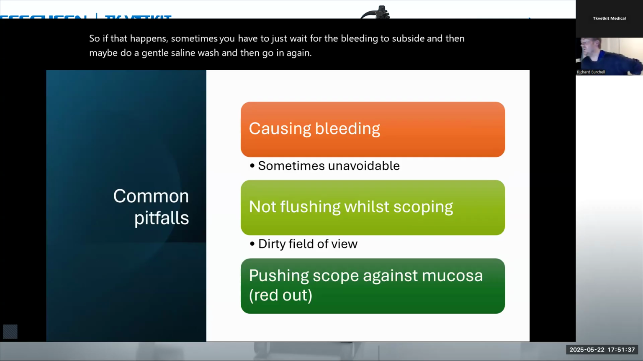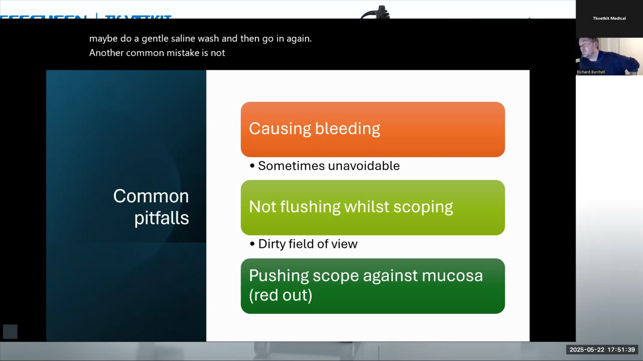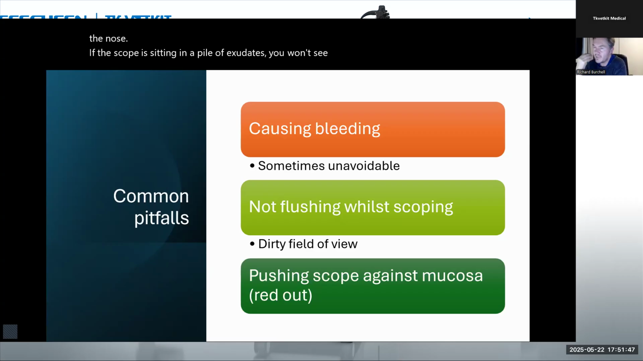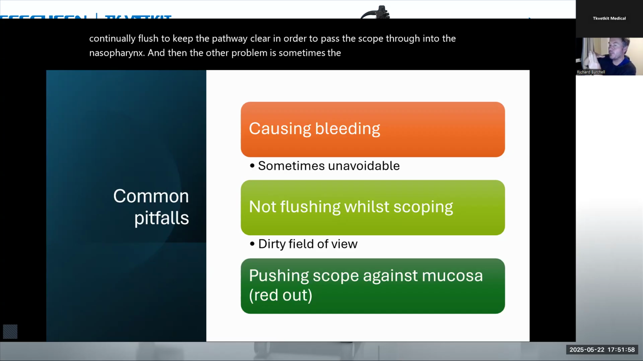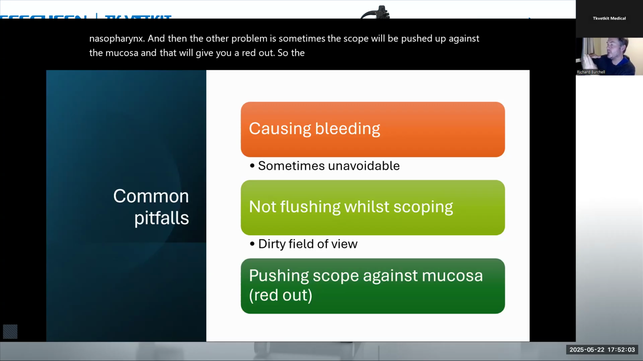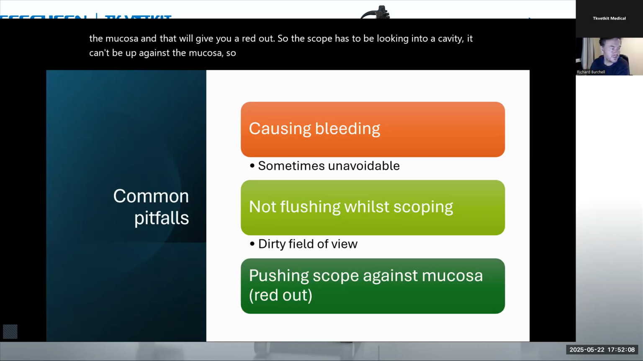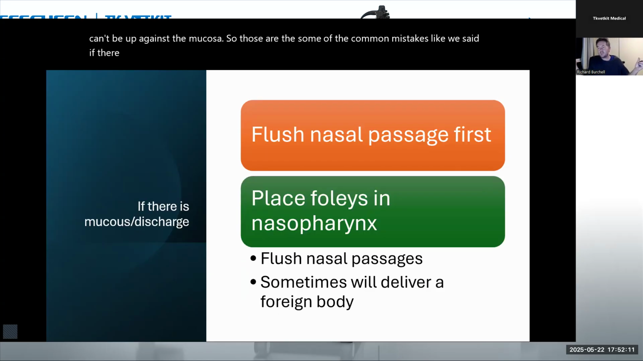Another common mistake is not to flush. In some cases, particularly if you have exudate in the nose, if the scope is sitting in a pile of exudate, you won't see anything. So you'll have to continually flush to keep the pathway clear in order to pass the scope through into the nasopharynx. And then the other problem is sometimes the scope will be pushed up against the mucosa, and that will give you a readout. So the scope has to be looking into a cavity. It can't be up against the mucosa. So those are some of the common mistakes. Like we said, if there is a mucus or discharge, then flush the nasal passages first.